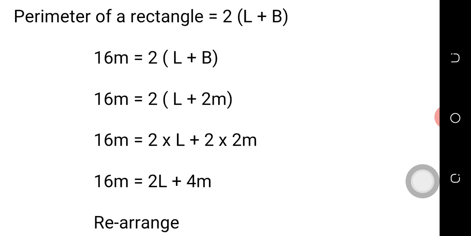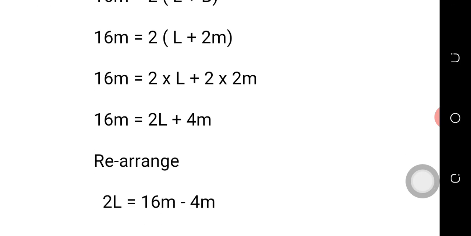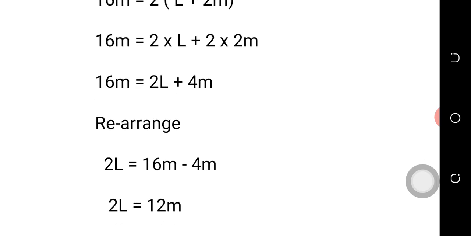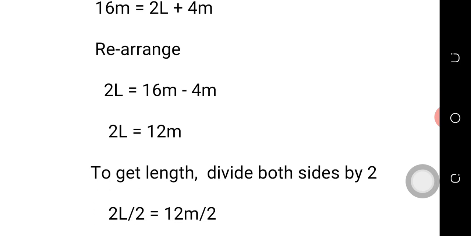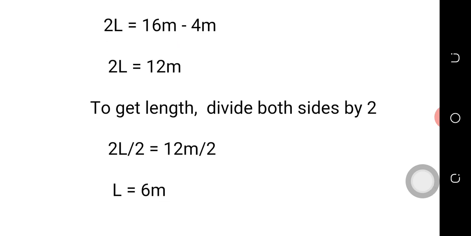By multiplication, 2 times length gives us 2 length, plus 2 times 2 meters, which equals 4 meters. Therefore, by arrangement, that is by collecting like terms, 4 meters can be subtracted from 16 meters in order to get 12 meters. So 2 length equals 12 meters. To get the length, we divide both sides by 2. 2 length over 2 equals 12 meters over 2. Our final answer will be 6 meters.